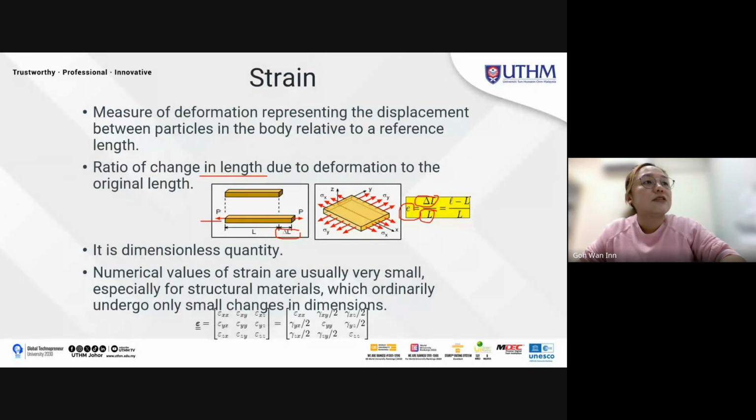So this is the L after the change, minus the original length, over the original length. So it is a dimensionless quantity. No quantity, and no dimension. Dimensionless because it's a ratio. Ratio, you don't have units. Numerical values of strain are usually very small, especially for structural material which ordinarily undergo only small changes. So this is the theory behind.